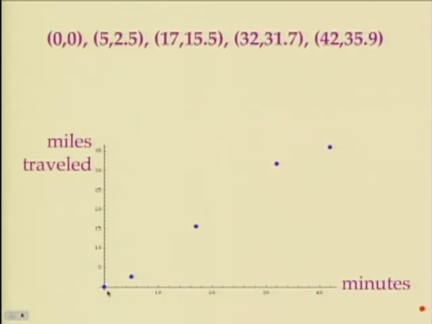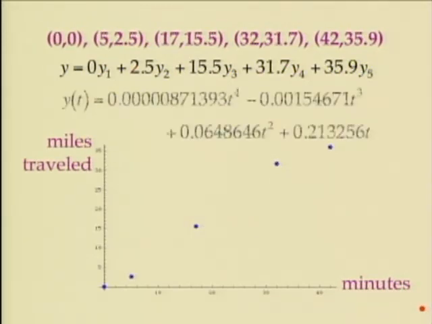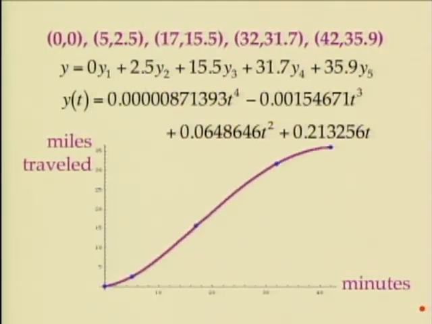Here are your points. I've plotted minutes versus miles traveled, okay? You do all that arithmetic, and then you want to add 0 of the first polynomial, 2.5 of the second, 15.5 of the third, 31.7 of the fourth, 35.9 of the fifth. I grant you it's messy, but it's just doable stuff. You can do this. And that gives you this formula, which if you now plot that, it's messy looking, but if you plot that, you'll see that it goes right through those points. Easy as pie. I think it's really kind of cool.